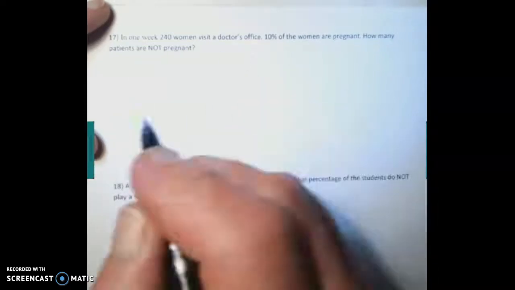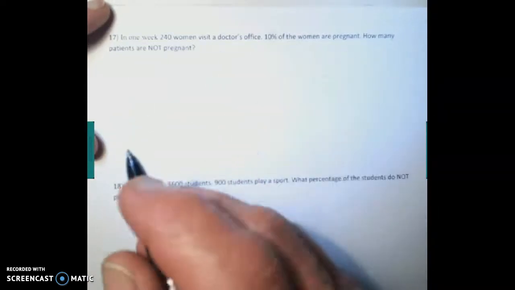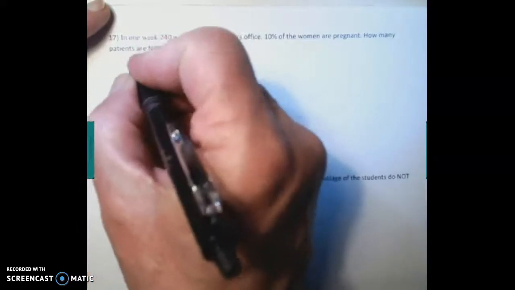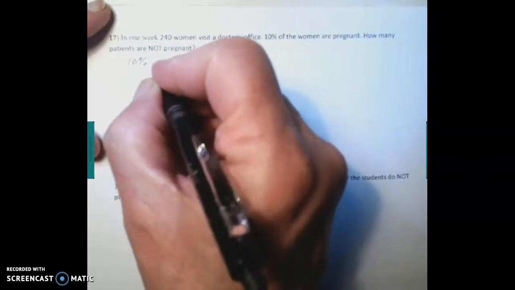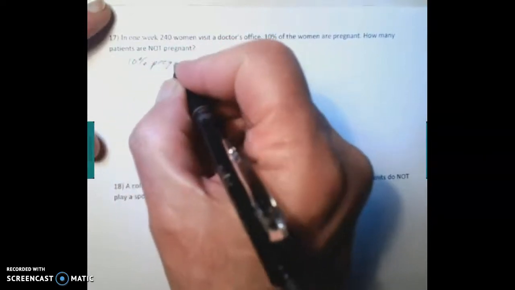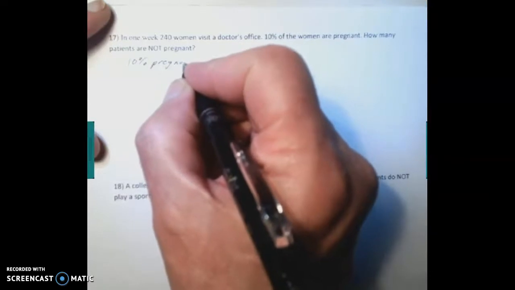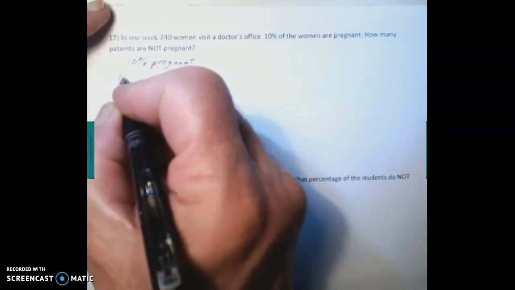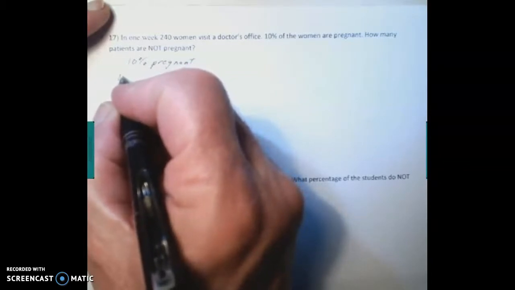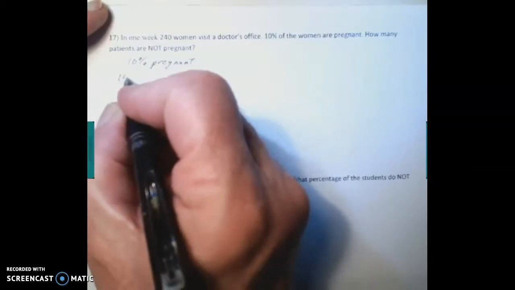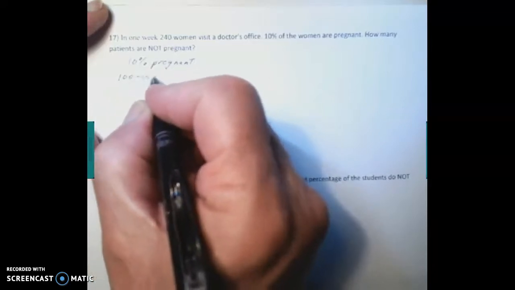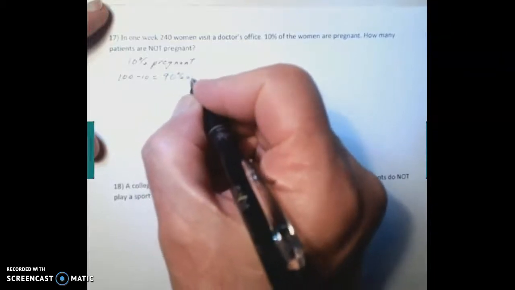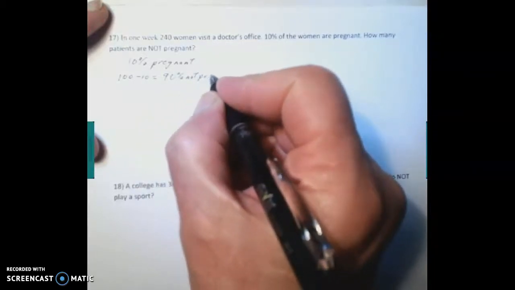So there are two ways to solve this. I'm going to do what I think is the most sensible way first. If 10% are pregnant, figure out the percent that are not pregnant. You only have two options. You're either pregnant or you're not pregnant. So subtract 10 from 100. The other part must be 90% that are not pregnant.